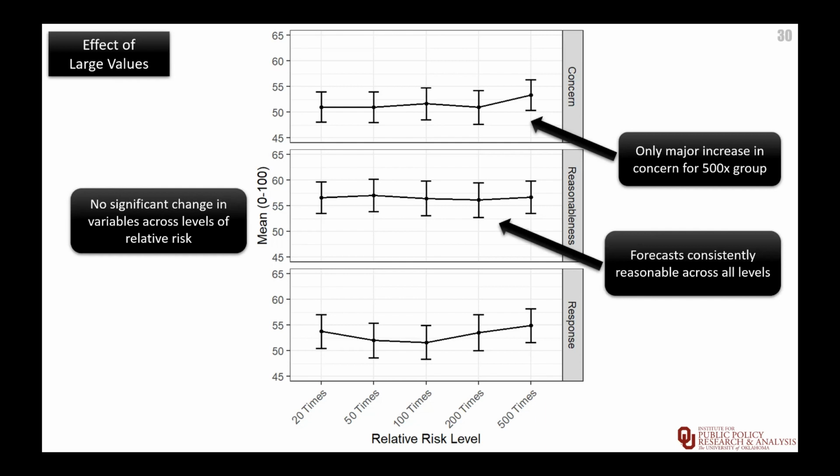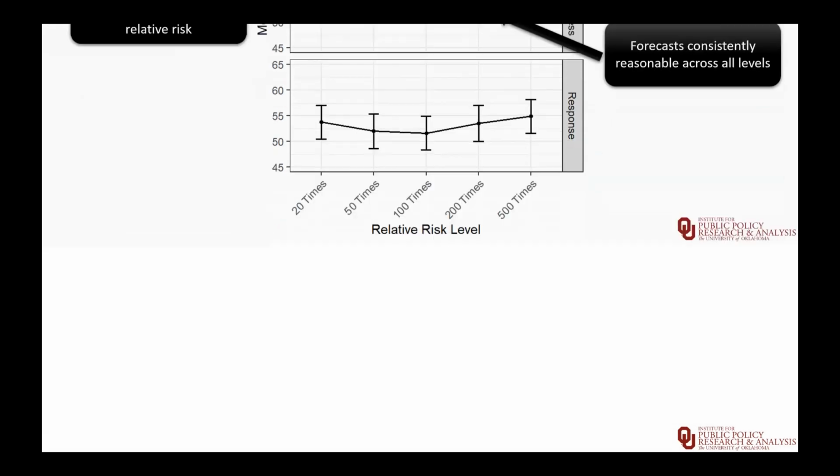But again, the forecasts were seen as consistently reasonable across all levels, and they're again above that sort of half and half sitting on the fence value. So people seem to think that this isn't an unreasonable forecast to receive, even all the way up to that 500 times more likely than normal level.